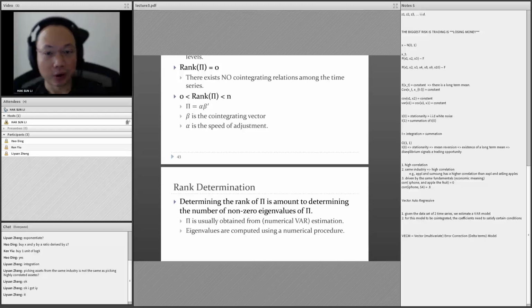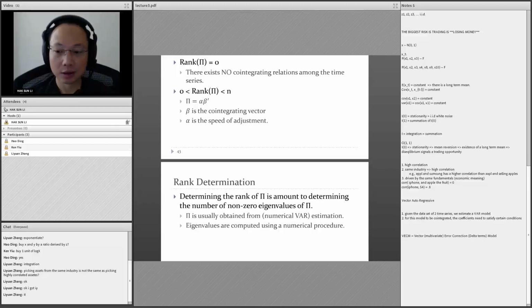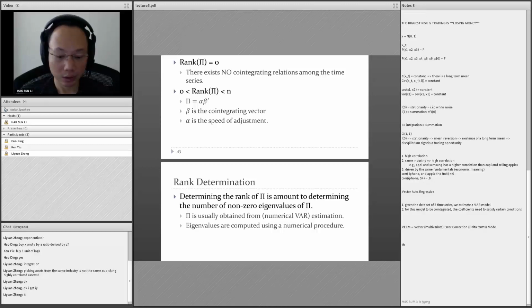So after we do the estimation, we get a coefficient matrix, the pi matrix. The first thing we do is estimate the rank, and usually theoretically, only in theory, the rank of a matrix equals the number of non-zero eigenvalues. Now this definition is only good in theory.